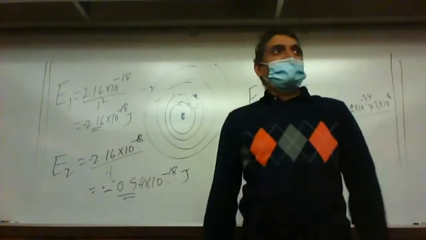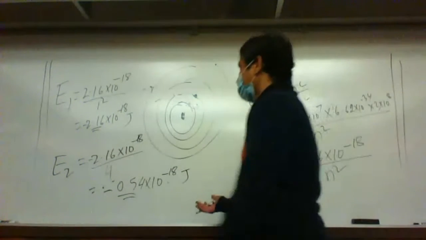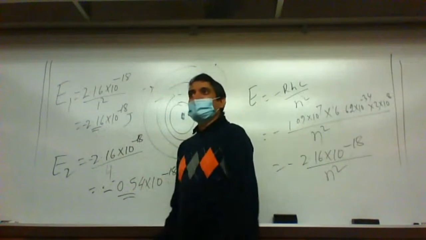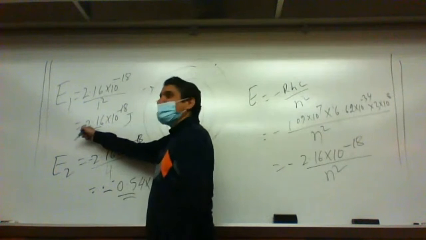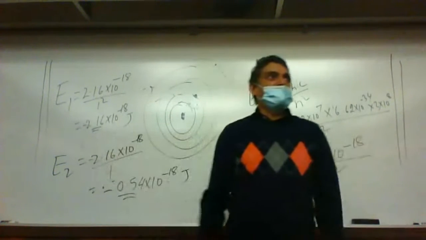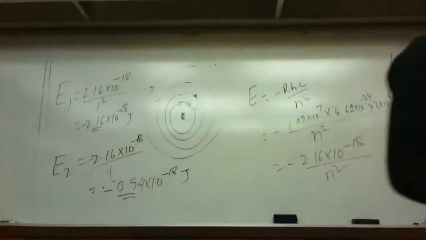I was always confused when I was a student. How is it possible that this is a small number and this is a bigger number? But you look at the sign here. So minus 2.16 is a very small number. Minus 0.54 is a bigger number. So in the second orbit, energy is higher.